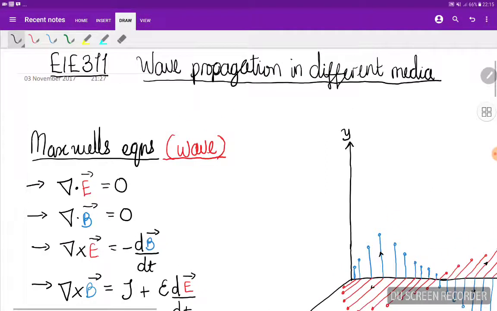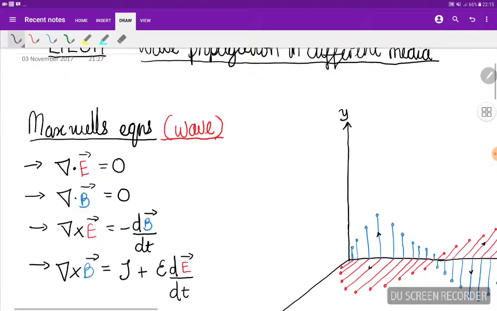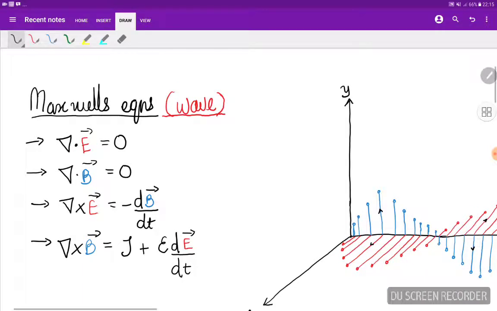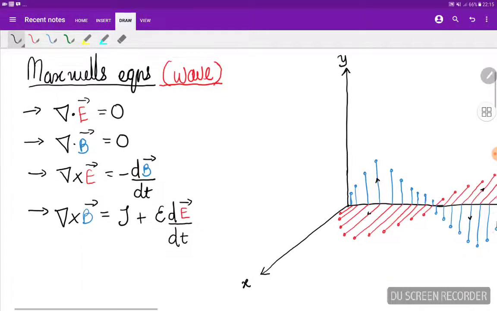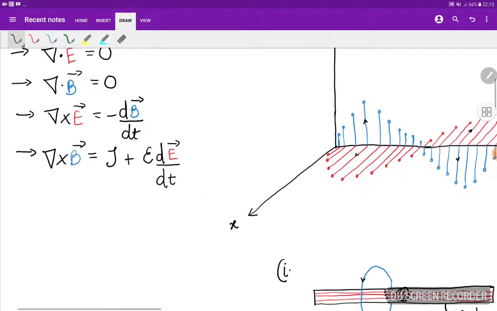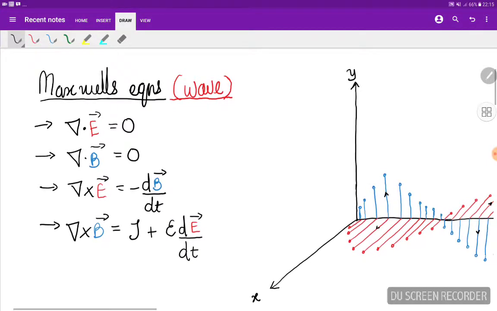Alright, so quickly we'll start with a general view of wave propagation in different media, the general formula which we can just tweak to fit the different types. We start with our Maxwell's equations: div E is equal to 0, div B is equal to 0, curl E is equal to minus dB/dt, and then curl B is equal to J plus epsilon dE/dt. Now how do we come about that?